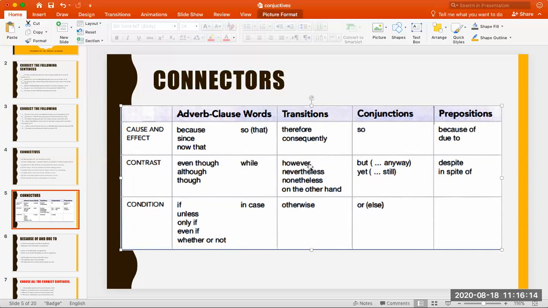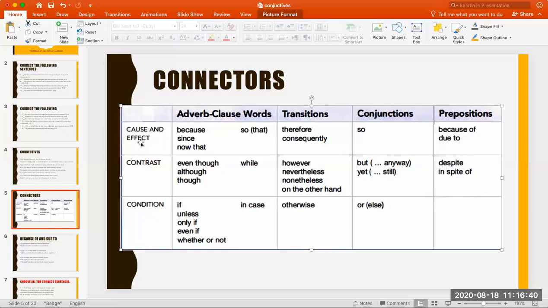If you say "he studied hard, full stop, however he failed," this is simple. If you say "he studied hard, semicolon, however he failed," this is compound. If you say "he studied hard, comma, however he failed," this is wrong. Now, despite and in spite of, again, they express contrast, but they are prepositions. You say "despite his illness," "despite being ill."